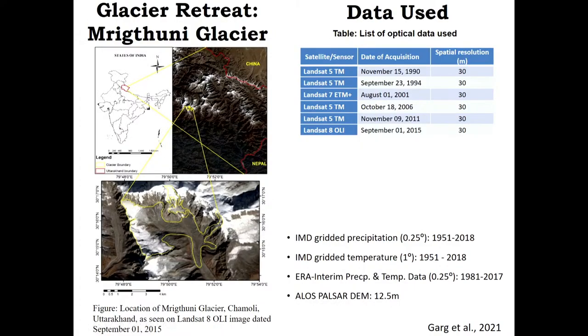And then another study we have done for Mriktring Glacier, which is also in Uttarakhand, in the Chamoli district. So we have used different time period data sets of Landsat. As you know, this is the longest optical data series available. So from 1990 to 2015, the analysis has been performed.